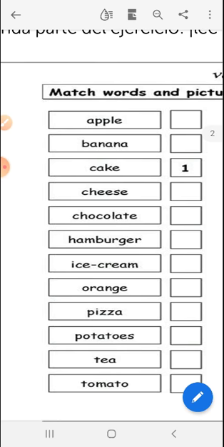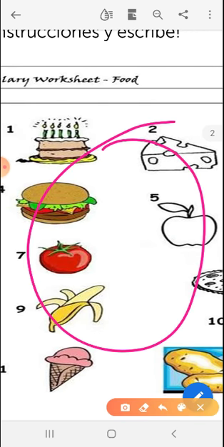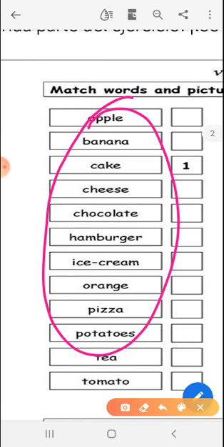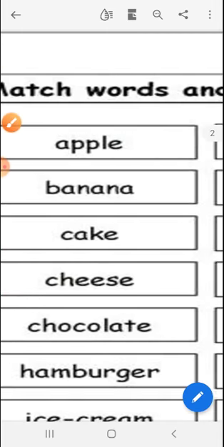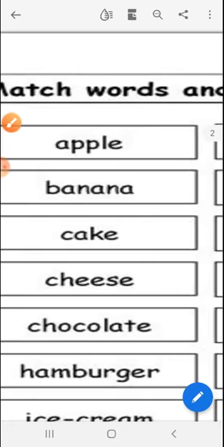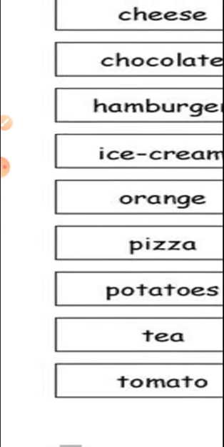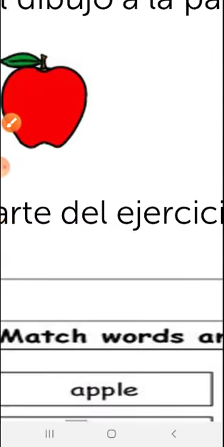So, in your notebook, en su cuaderno, puede ya sea dibujar o pegar these pictures, ¿ok? Y le escribe below, abajo de la picture, you write the correct name in English, ¿ok? So these are the words: apple, banana, cake, cheese, chocolate, hamburger, ice cream, orange, pizza, potatoes, tea, tomato, okay? Those are the words in English, okay?